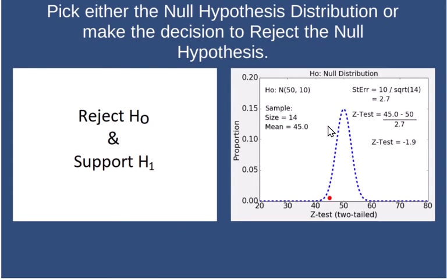Okay, so now we're being shown a null hypothesis distribution, and the work's all done for us to calculate a z-test. That's really nice. So we just get to look at the z-test and decide, are we going to retain or reject the null hypothesis distribution?